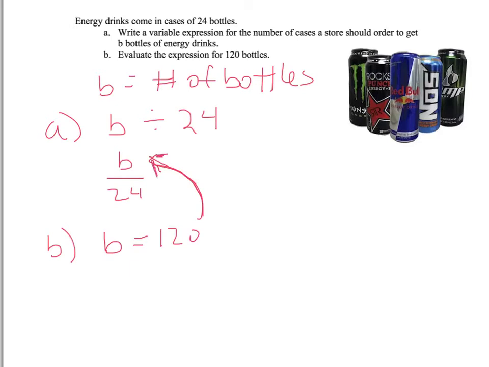So 120 over 24 simplifies to 5. So I would need to order 5 cases to get to 120 cans or bottles of energy drink.